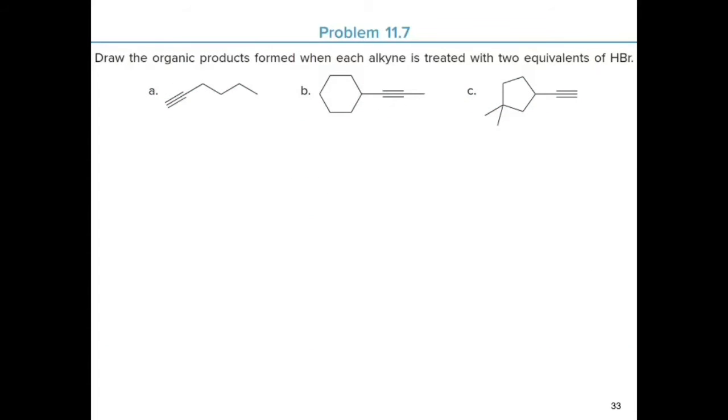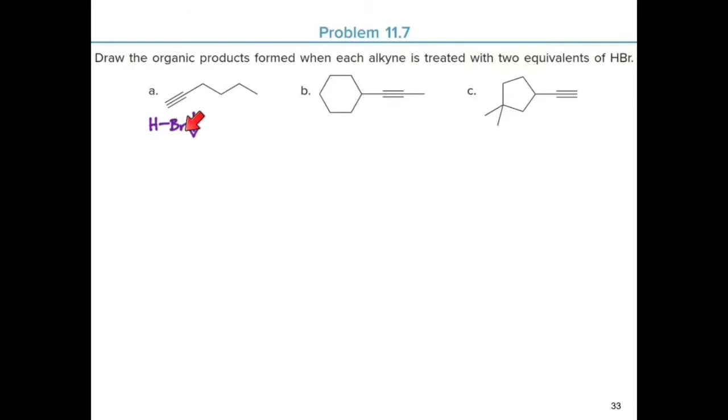Draw the organic products formed when each alkyne is treated with 2 equivalents of hydrogen bromide. So for the first one here, you can see that we have a terminal alkyne. So you would expect the bromine atoms to bond to this more substituted carbon atom, according to Markovnikov's rule. So let's take a look at the reaction mechanism.